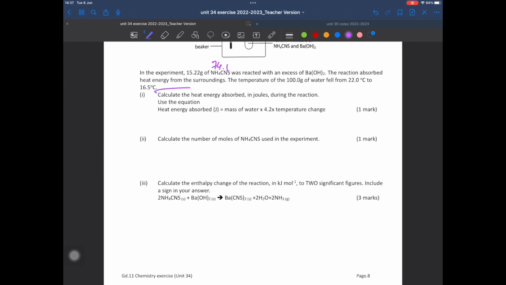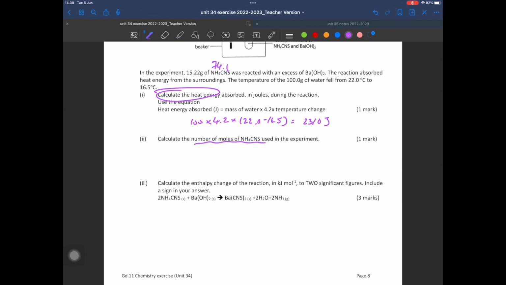Unit 34 exercise. For question 1, which is a question from IAL, first, you are asked to calculate the heat energy absorbed. Again, with our famous equation, mc delta T, and the answer will be here. Part 2, number of mole of ammonium thiocyanate used in the experiment.